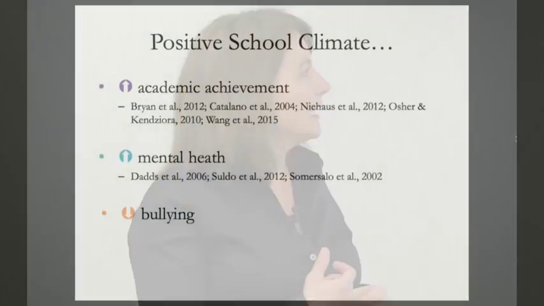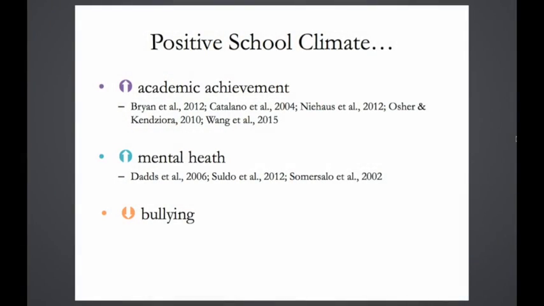Now, what is school climate related to? A positive school climate has been shown consistently to be related to higher academic achievement. Good school climate, positive school climate, better grades for students. It's also been linked to mental health. Positive school climate is related to better mental health, and these are studies that have shown it concurrently and longitudinally. And it's also related to the reduction of bullying, which is the topic we're focused on here.